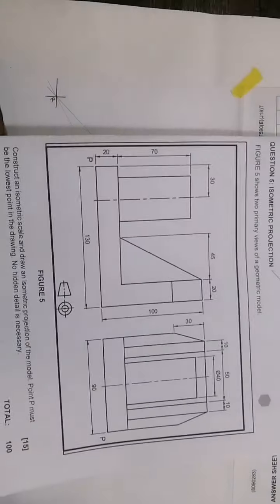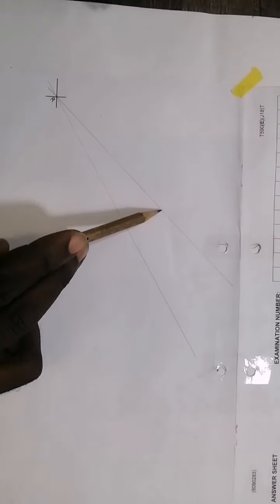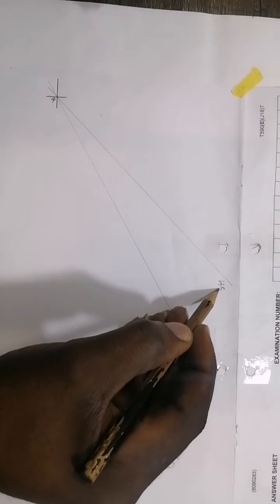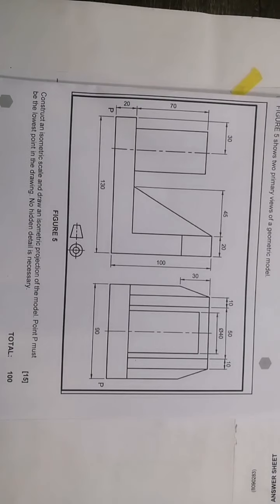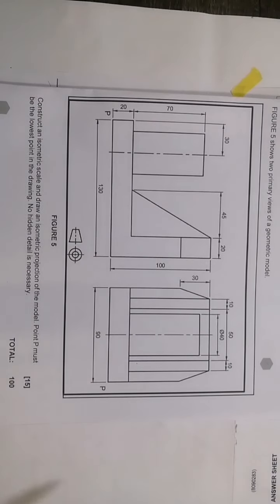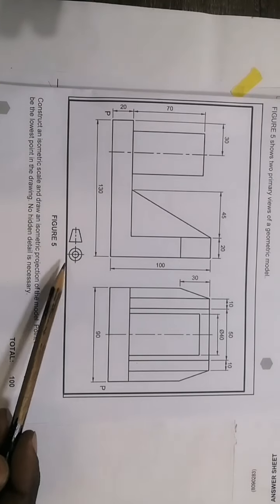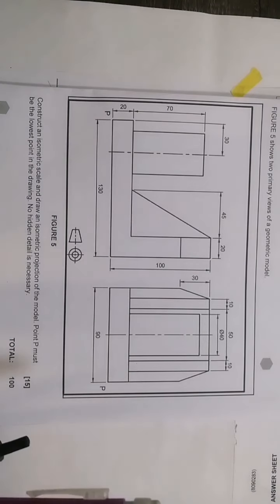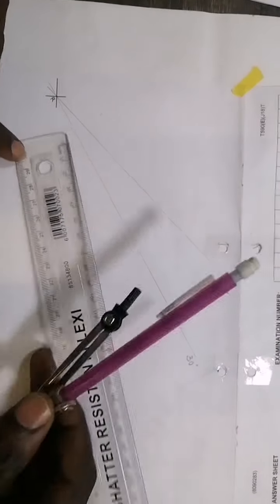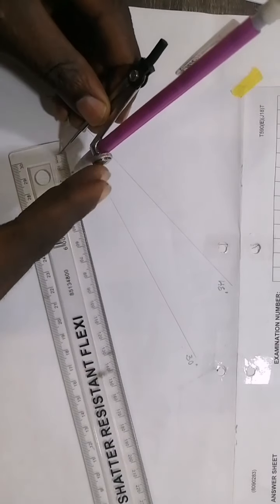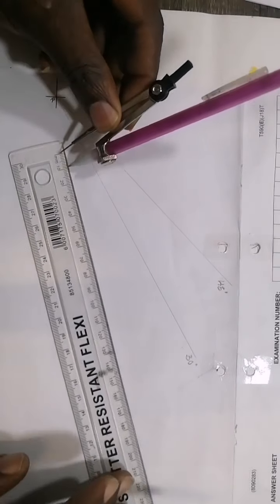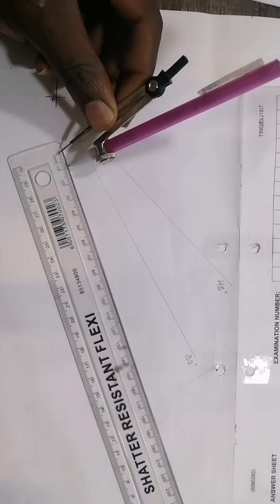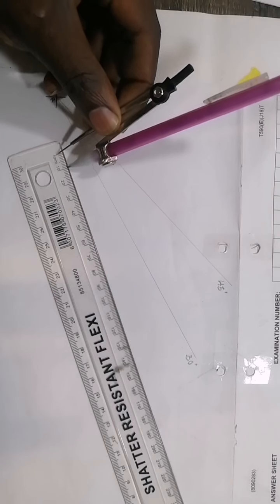We are still constructing an isometric scale, understand? After I have drawn these two angles, this is 45 degrees anti-clockwise and this one is 30 degrees anti-clockwise. So I come to the views that I am going to draw. I take the biggest dimension there, which is 130. We do not have anything above that. So I take my 30 millimeter ruler and mark it at 10, and I will divide this 130 millimeter into 10s.